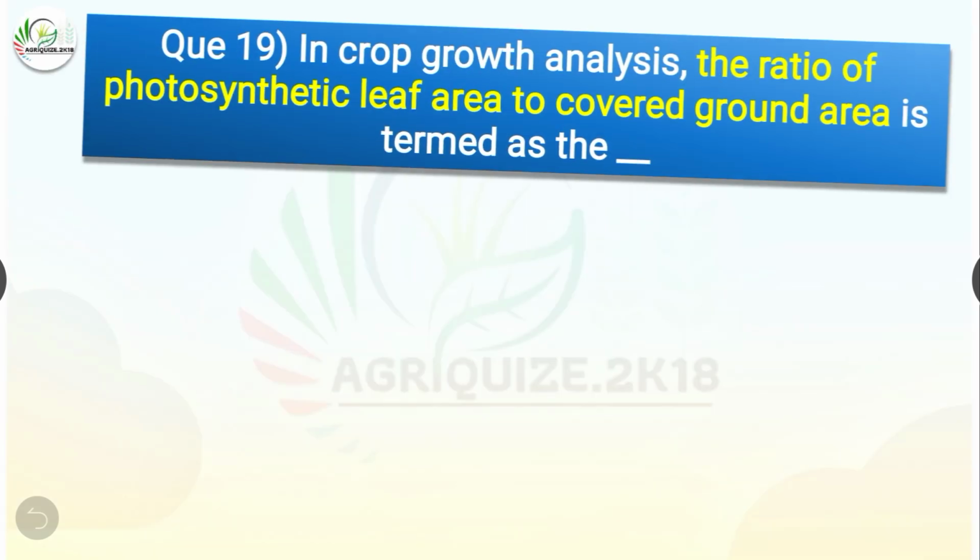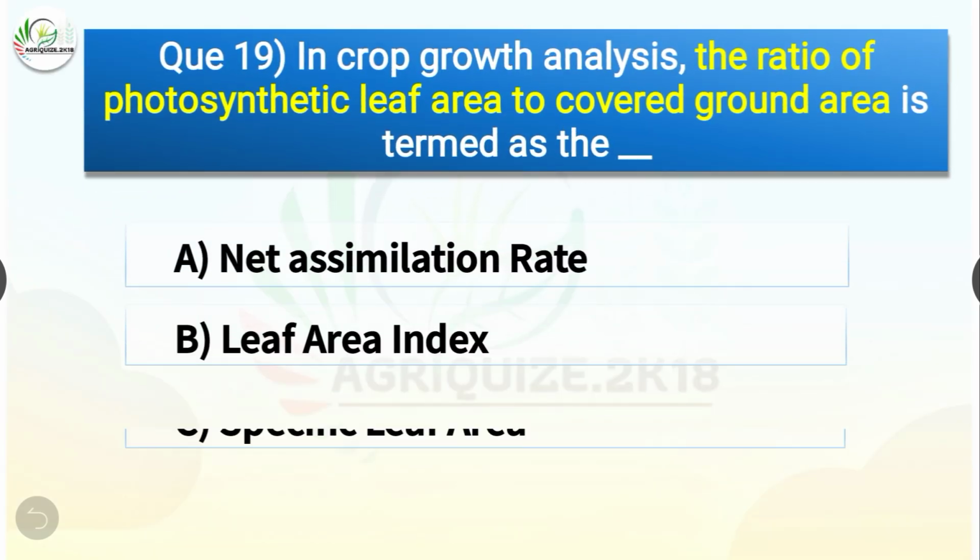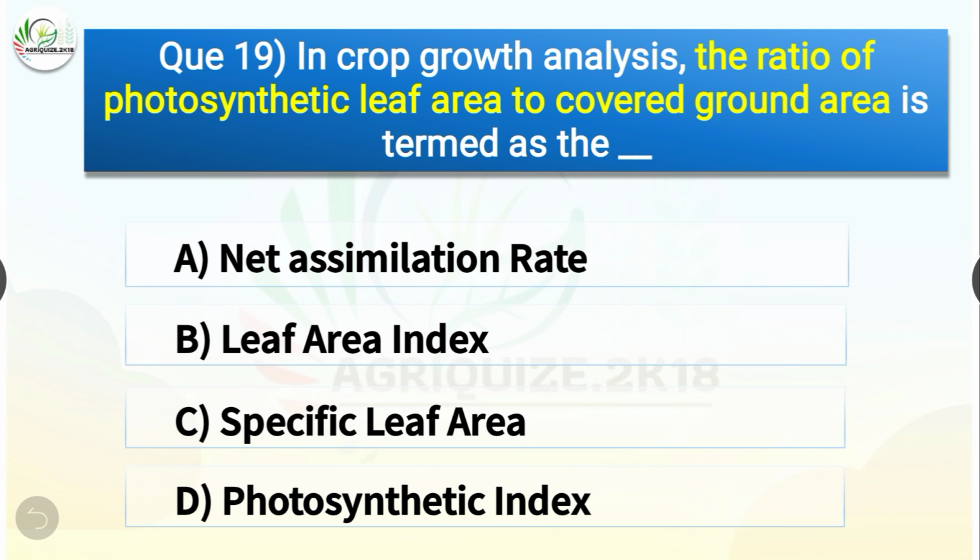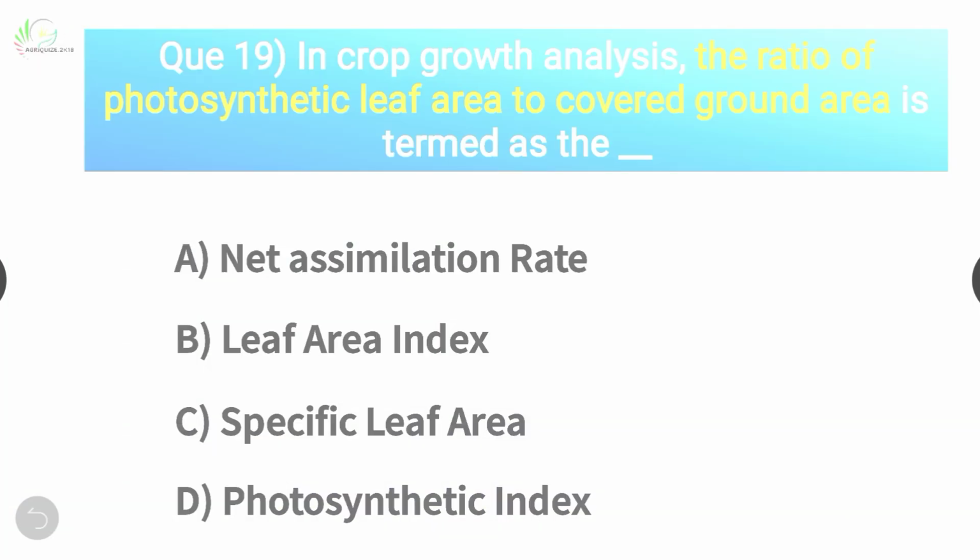Question number 19. In crop growth analysis, the ratio of photosynthetic leaf area to covered ground area is termed as the dash. The options are net assimilation rate, leaf area index, specific leaf area, or photosynthetic index. The correct answer is option B, leaf area index. So in crop growth analysis, the ratio of photosynthetic leaf area to covered ground area is termed as the leaf area index.